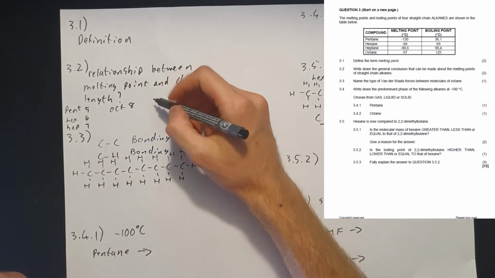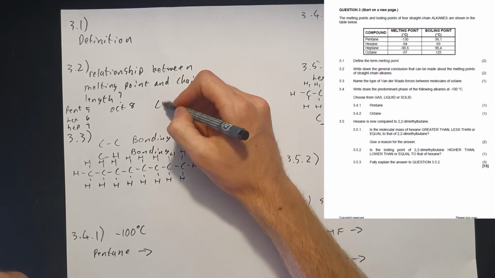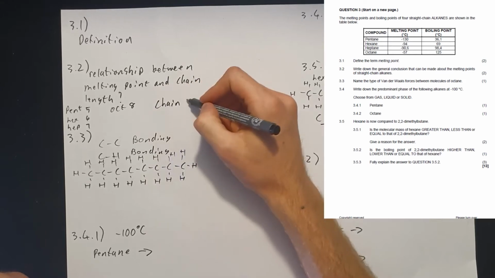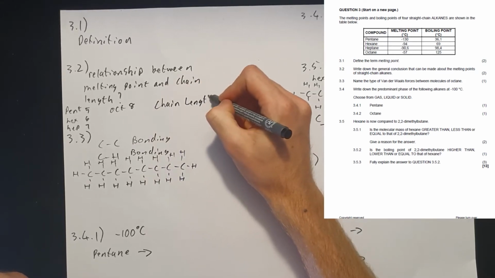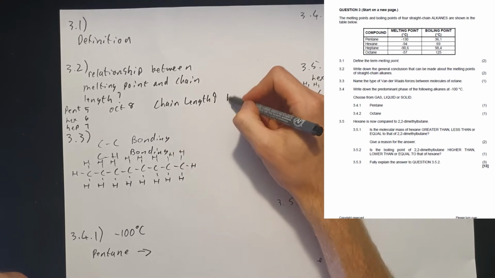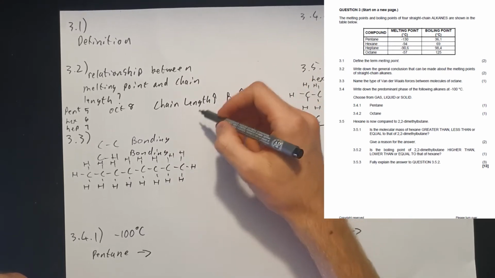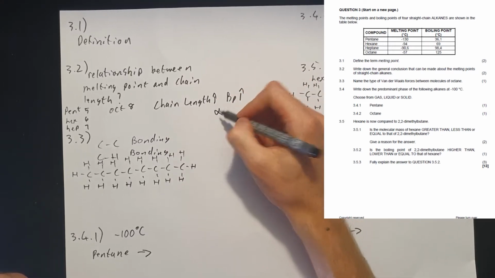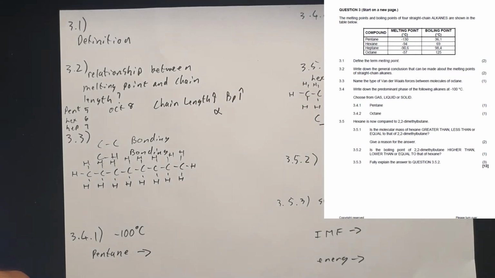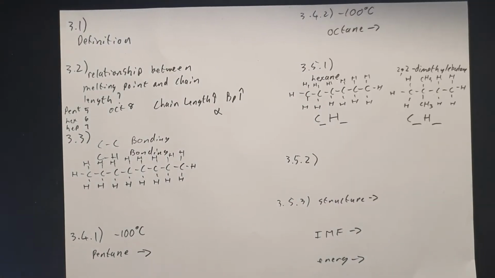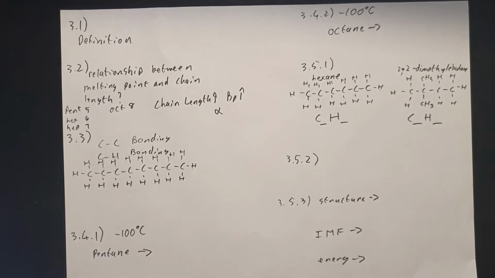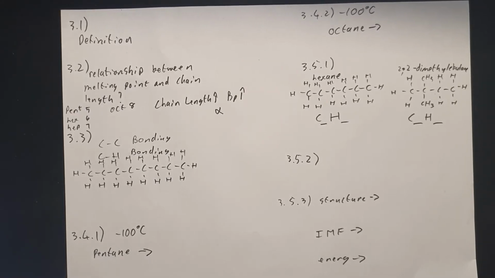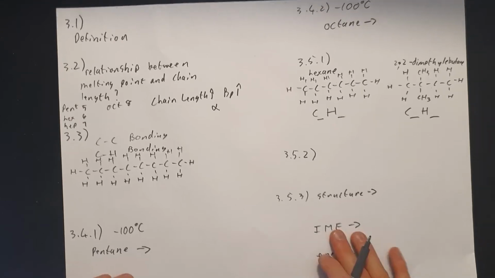So as my chain length increases, my boiling point increases, therefore they are directly proportional. So you can then conclude that your chain length is directly proportional to your boiling point, because as your chain length increases, your boiling point is increasing.